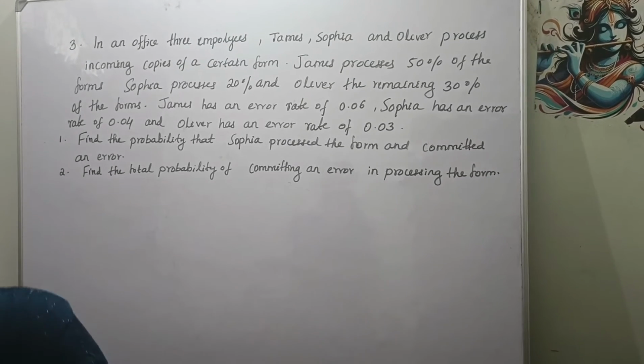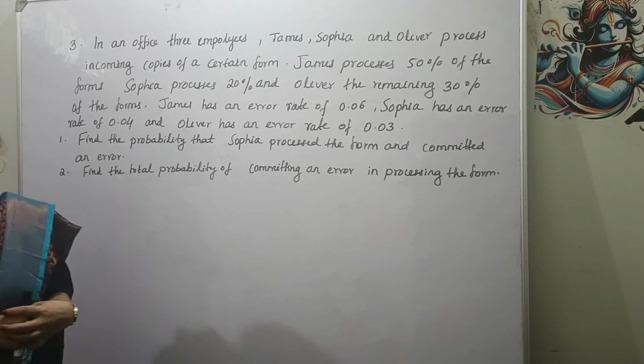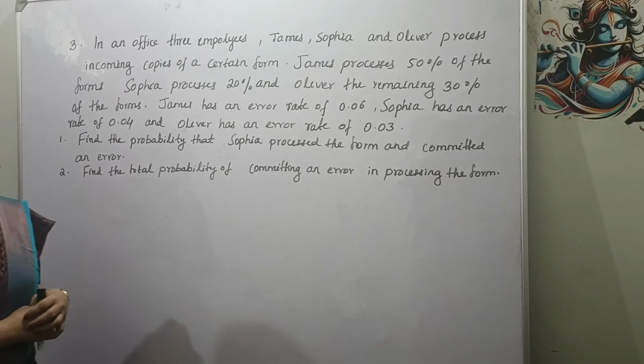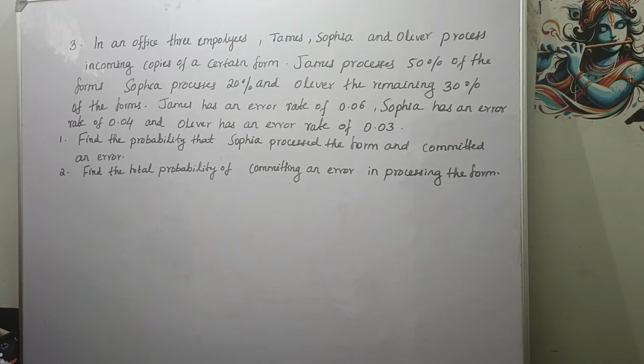Look at the next question. In an office, 3 employees, James, Sophia and Oliver, process incoming copies of a certain form. James processes 50% of the forms, Sophia processes 20% and Oliver the remaining 30% of the forms. James has an error rate of 0.06, Sophia has an error rate of 0.04 and Oliver has an error rate of 0.03. These are the questions. Find the probability that Sophia processed the form and committed an error.